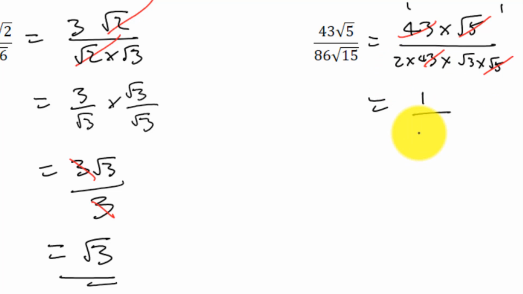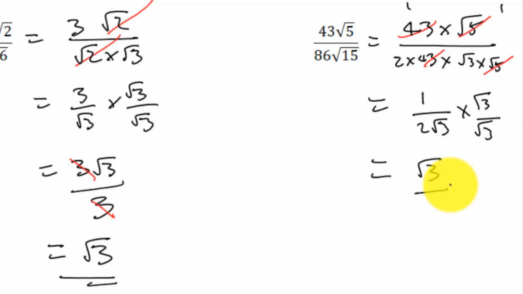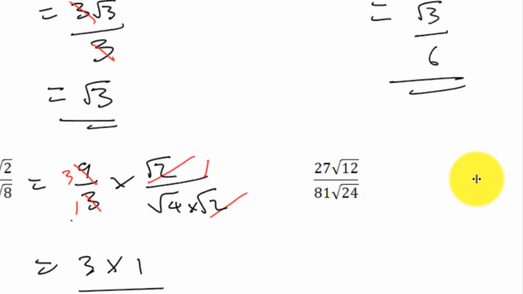2 times root 3 is 2 root 3. Remember, we times top and bottom by the square root of 3 to get rid of that square root of 3. So that'll leave us a square root of 3 on the top. 1 times square root of 3 is square root of 3. Square root of 3 times square root of 3 is 3. 2 times 3 is 6 for our final answer here.